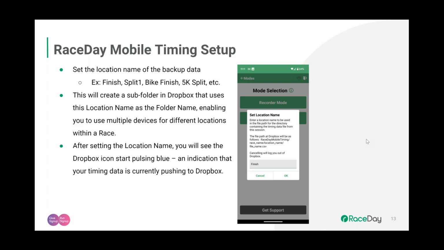The beauty of that is, just like you're used to if you're doing file streaming in RaceDay Scoring or Race Director for that matter, you're pointing at a folder, and the scoring platform is actually looking at changes in the folder to pull in new data. So you do want to make sure whenever you're doing this that you're not putting anything else into that folder. And it's only this data set. So it's creating that folder for you, it's dumping the data, and after you set the location names, you'll see the Dropbox icon on the top start to pulse blue, indicating that your timing data is pushing to Dropbox.